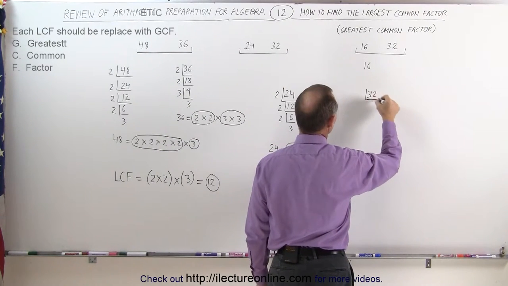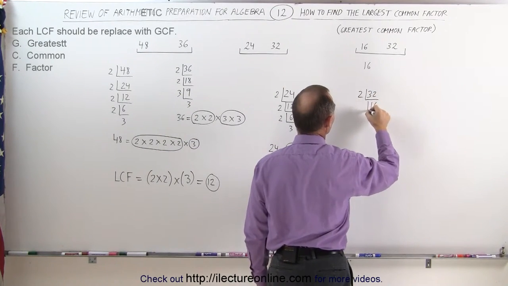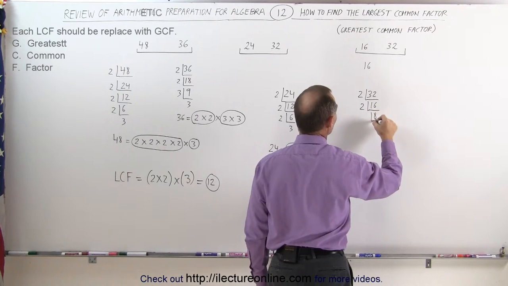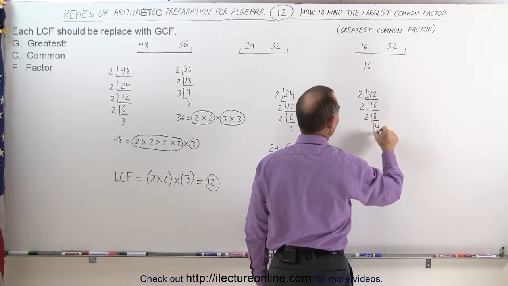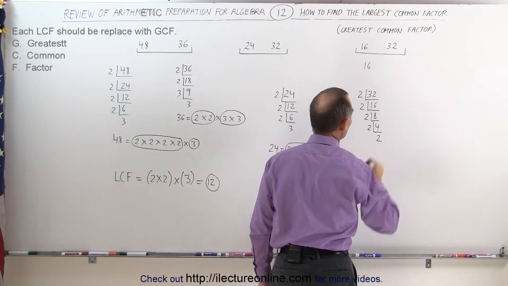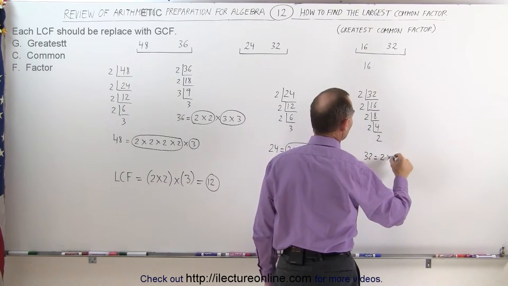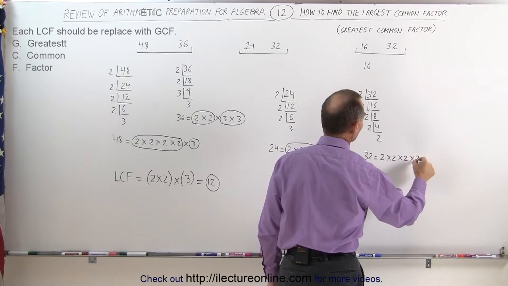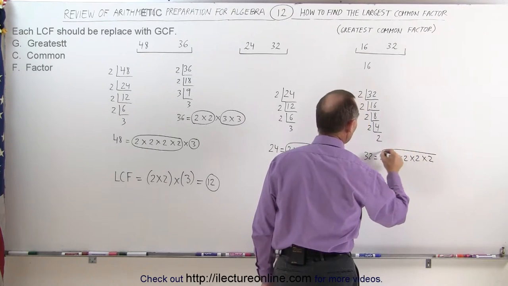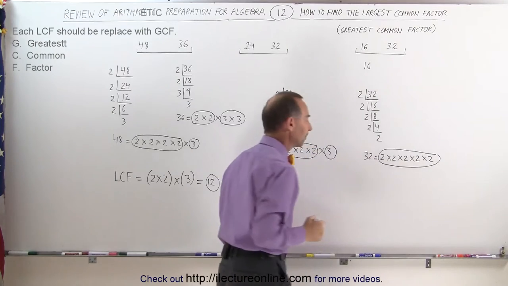Since 32 is even, we can divide it by 2, we get 16. Still divisible by 2, we get 8. Still divisible by 2, we get 4. And divided by 2, we get 2. Which means that 32 can be written as 2 times 2 times 2 times 2 times 2, which means we have five of these.